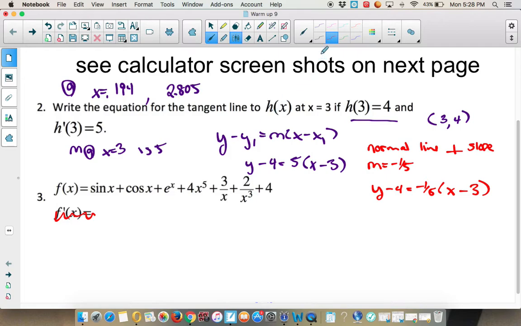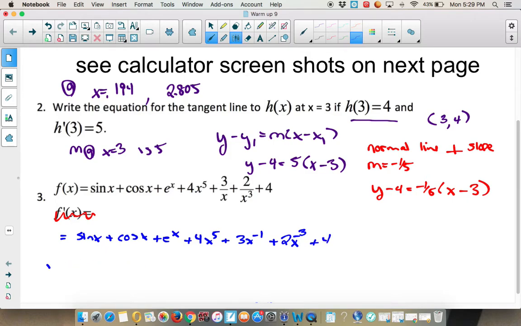And this last one is just the beginning of you needing to really know your derivatives of all your functions. I'm going to rewrite some of them so I have room for all of this. So I'm going to rewrite it: sine x plus cosine x plus e to the x plus 4x to the fifth. And then this is going to be plus 3x to the negative 1 because I'm going to want to use the power rule that we've already talked about from the other day. So then this is going to become plus 2x to the negative 3 plus 4.